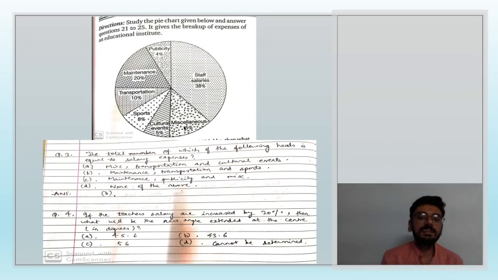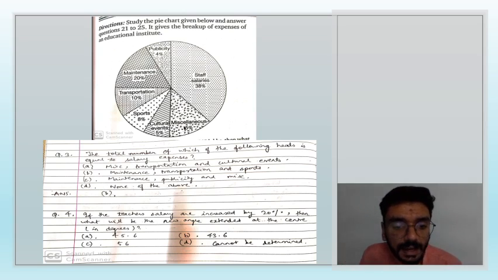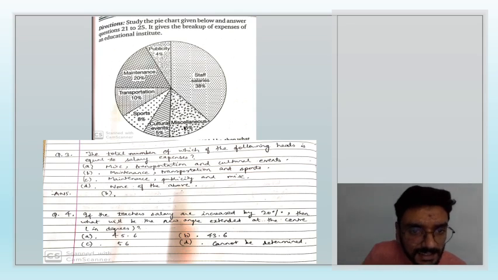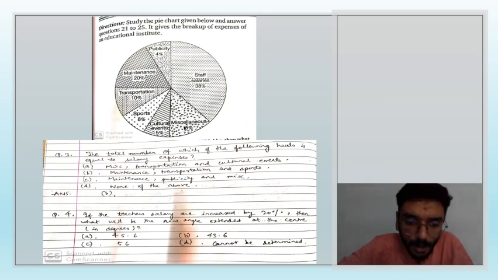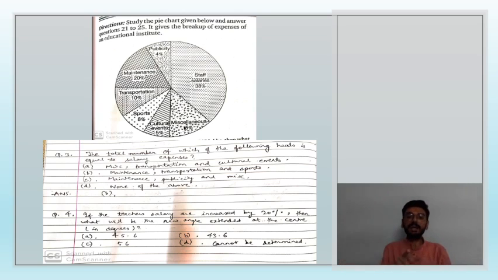Now we can see in this pie chart that there is a division of staff salary that is given, that is 38%. But staff salary does not further bifurcate into the staff salary of the administration and the staff salary of the teachers. Since we do not have the exact percentage of the teacher's salary, just by looking at the options, you can see that D would be the correct answer. It cannot be determined, because the breakup is not given here.